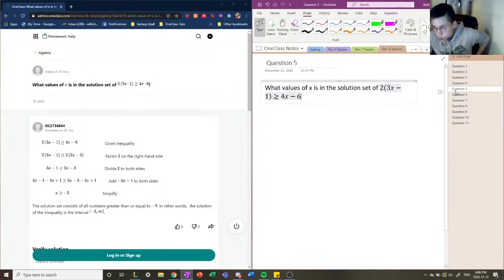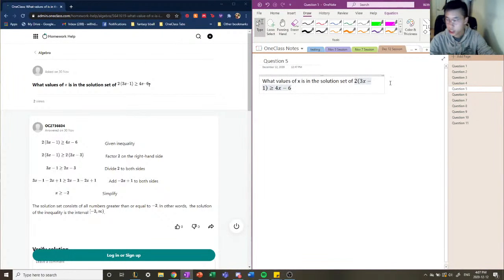All right, so the next question reads, what values of x are in the solution set of 2 times (3x minus 1) greater than or equal to 4x minus 6? This is an inequality, and as I described in previous lessons, it needs us to find the values of x where this statement will hold, where the left side will always be greater than or equal to the right side.